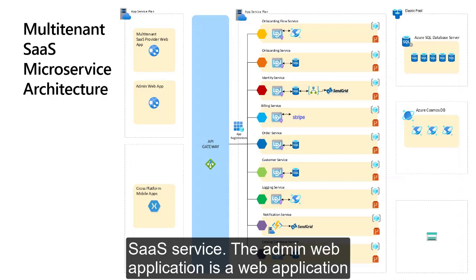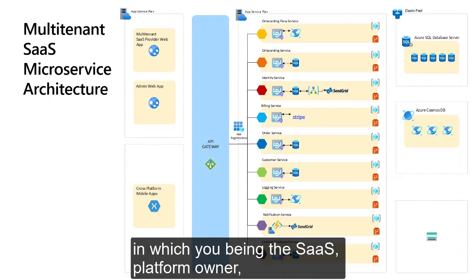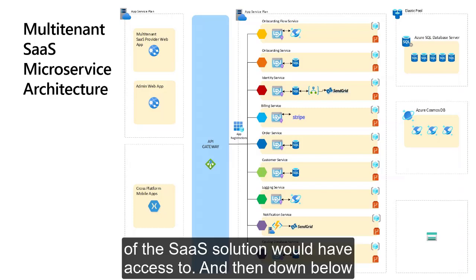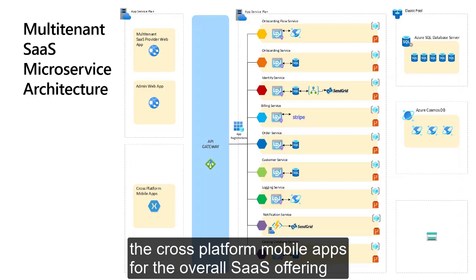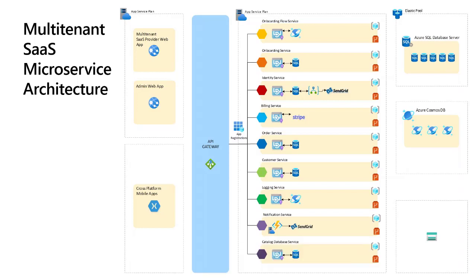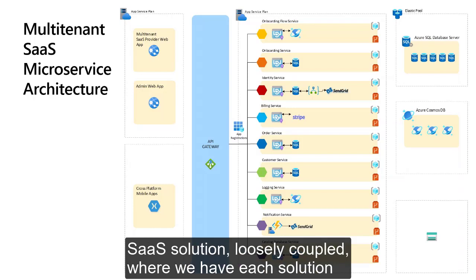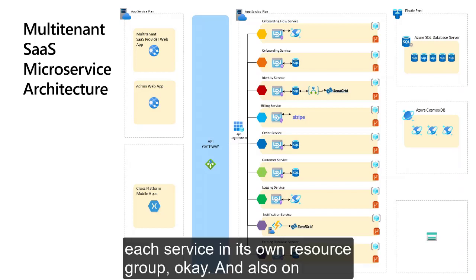The admin web application is a web application which you, being the SaaS platform owner, or the system administrators of the SaaS solution, would have access to. And then down below are the cross-platform mobile apps for the overall SaaS offering. So here we have a microservice architecture for a multi-tenant SaaS solution, loosely coupled, where we have each service in its own resource group, okay?